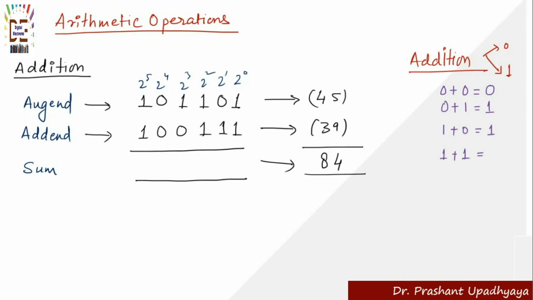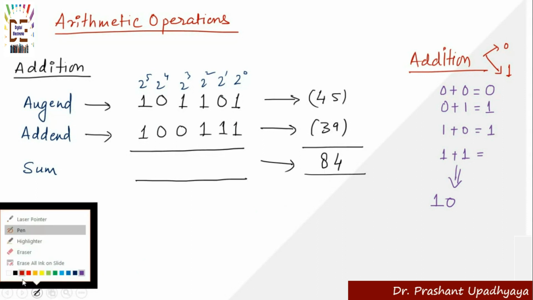Actually 1 plus 1 is not 1. 1 plus 1 is going to make it 10. Because after 0 and 1 we have to move into the second position. After 0 and 1, when we add a 1 to it, 1 plus 1 is going to make our number 10. I'm just explaining this because it is very important.